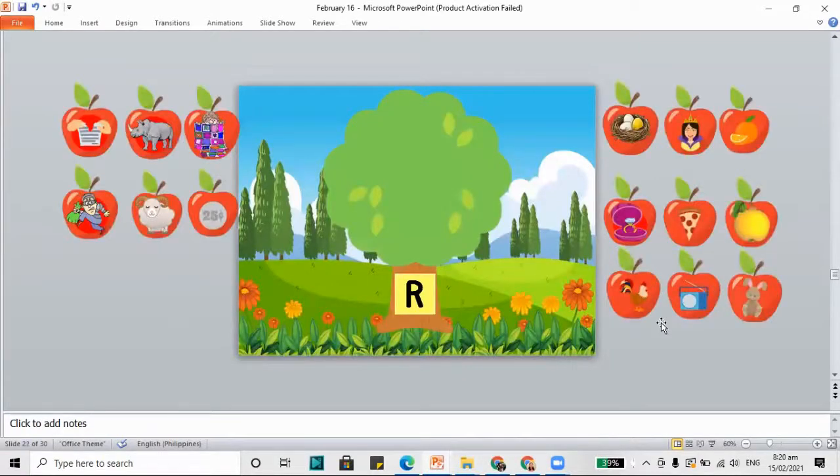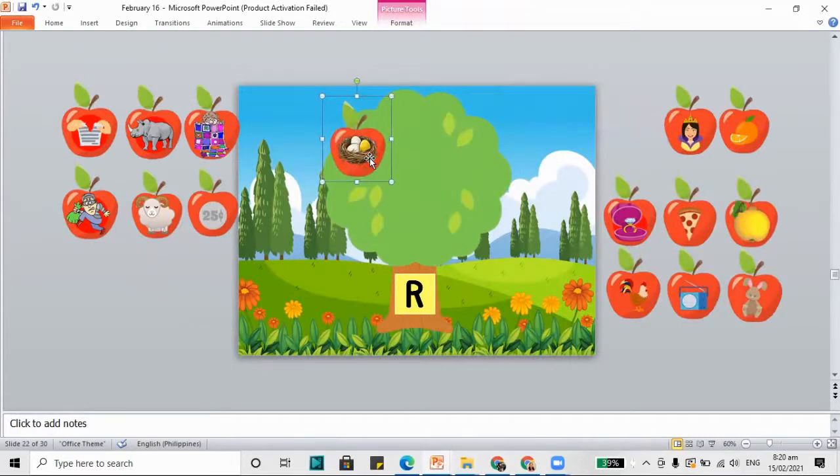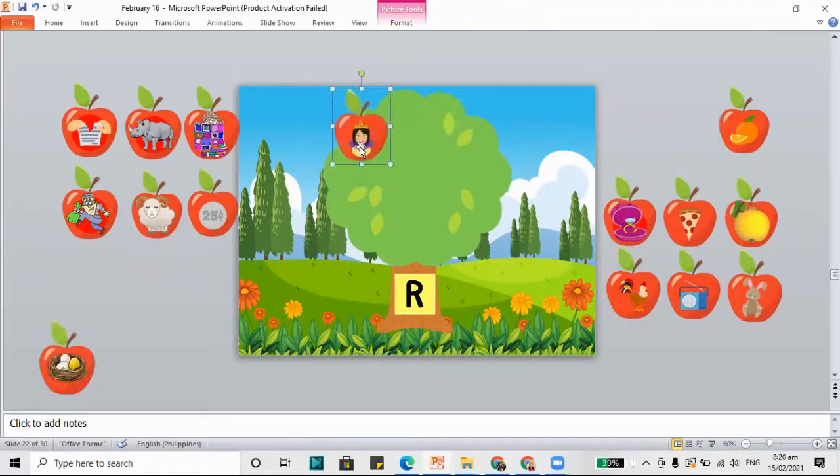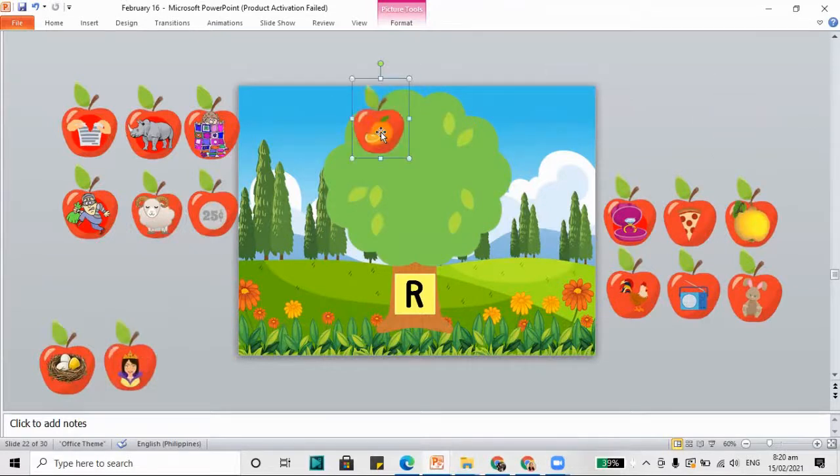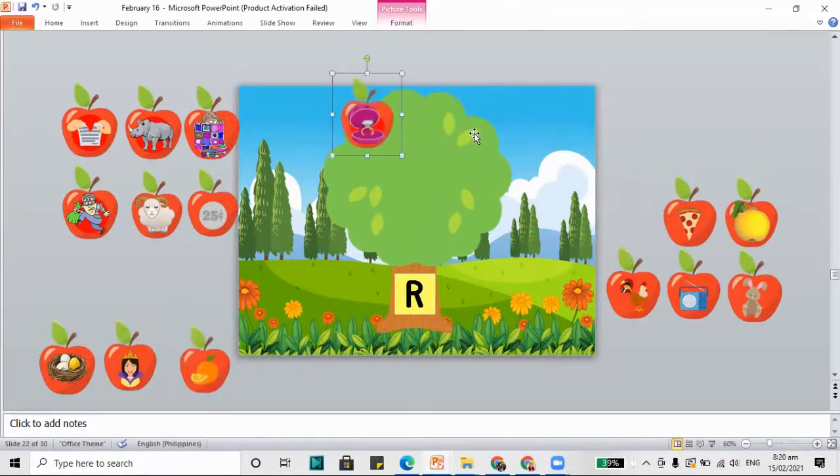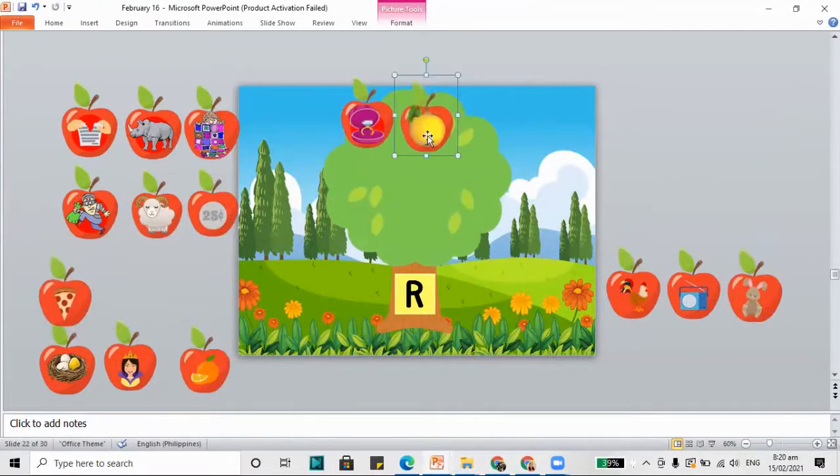Let's put the things that might go in the R tree, the ones with the r sound. Do we put nest in R? No, nest doesn't go in R. How about queen? Do we put queen in R? No, also. Remember, R has the r sound. Orange, does it begin with R? No. How about ring? Yes, ring begins with R. Pizza? No, pizza doesn't go in R. How about the quince? Do we put quince? No, quince doesn't go in R.